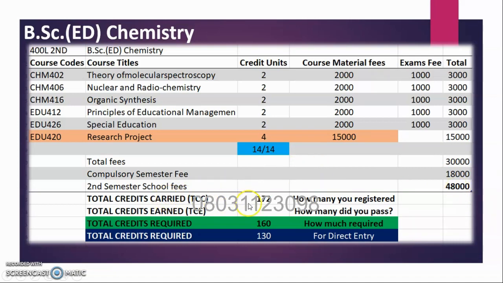Now, assuming you registered all of them as they are in this video, you have registered 172 credit units. That's the total credit units carried. That's the number you've registered. Then total credit required is 160. If you made up to 160, assuming you failed up to 12 unit courses, you will still be a graduate. Then for direct entry students, 130. If you made it to 130 credit units, you will be awarded a degree in this chemistry.